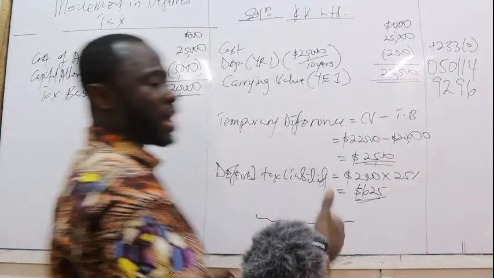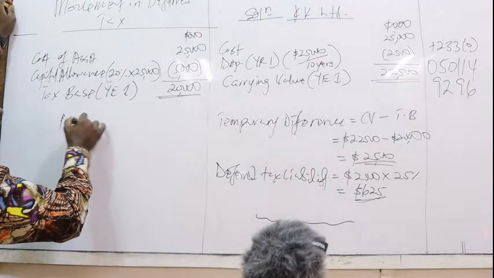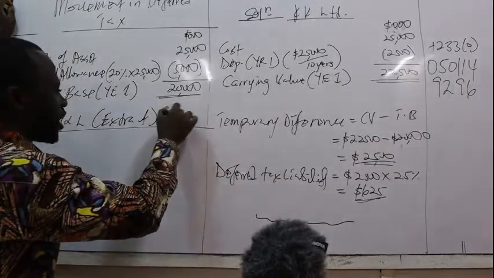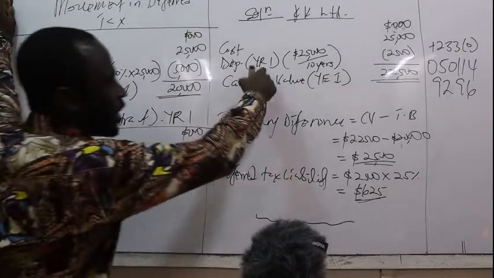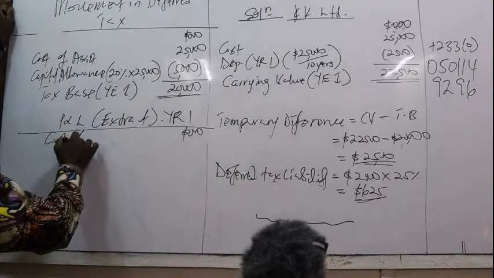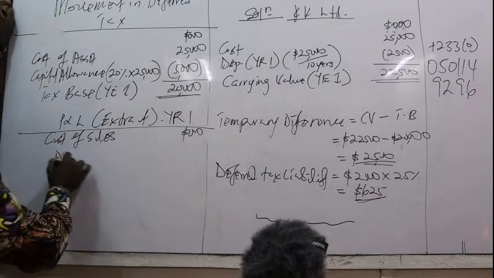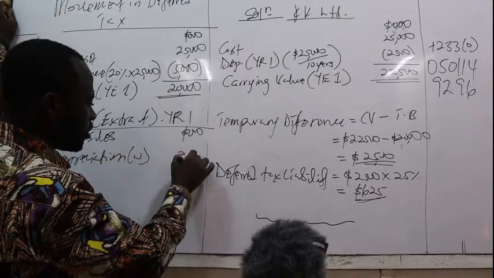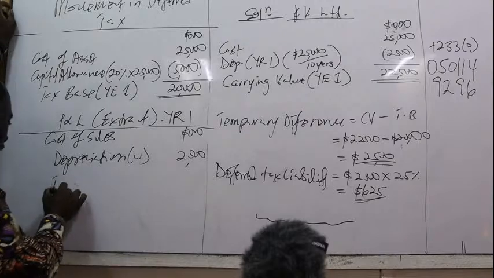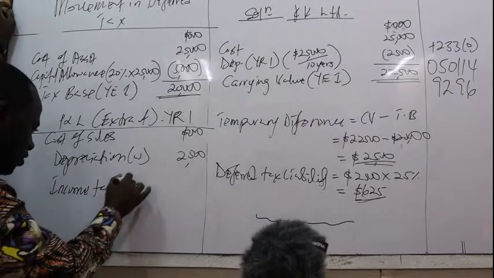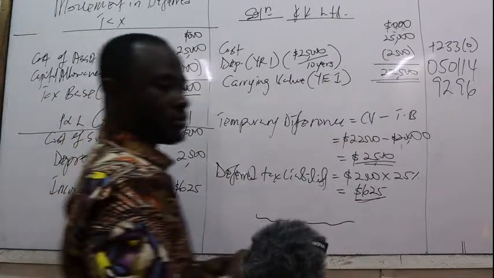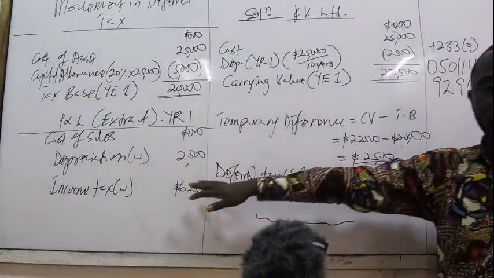So let's prepare a financial statement extract, okay? When we are preparing the income statement, the statement of P&L extract, what do we bring for the first year? We bring the depreciation, maybe that could be under cost of sales if you want, and that is 2,500. Then income tax will be brought, the deferred tax we calculated, 625. I hope you are getting the concept. So that is what is happening in the income statement.